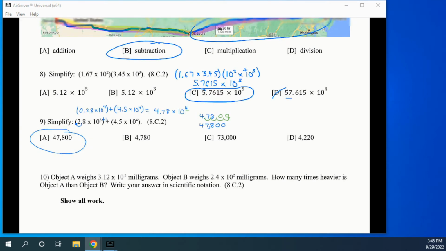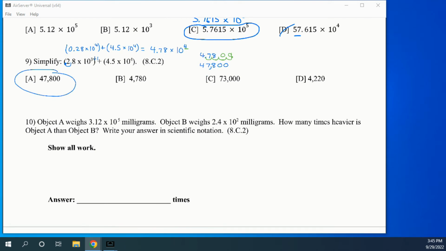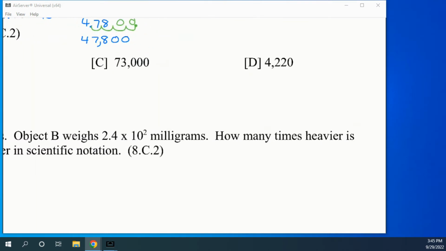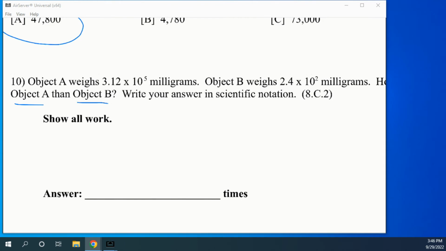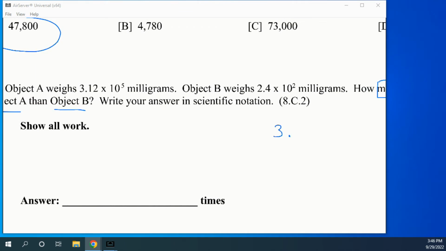Number 10. Object A weighs 3.2 times 10 to the 5th milligrams. Object B weighs 2.4 times 10 squared milligrams. How many times heavier? This is division. Anytime you see how many times heavier, that's division. Object A is going to be the numerator. So I'm going to take object A, which is 3.2 times 10 to the 5th power, over object B, which is 2.4 times 10 squared.